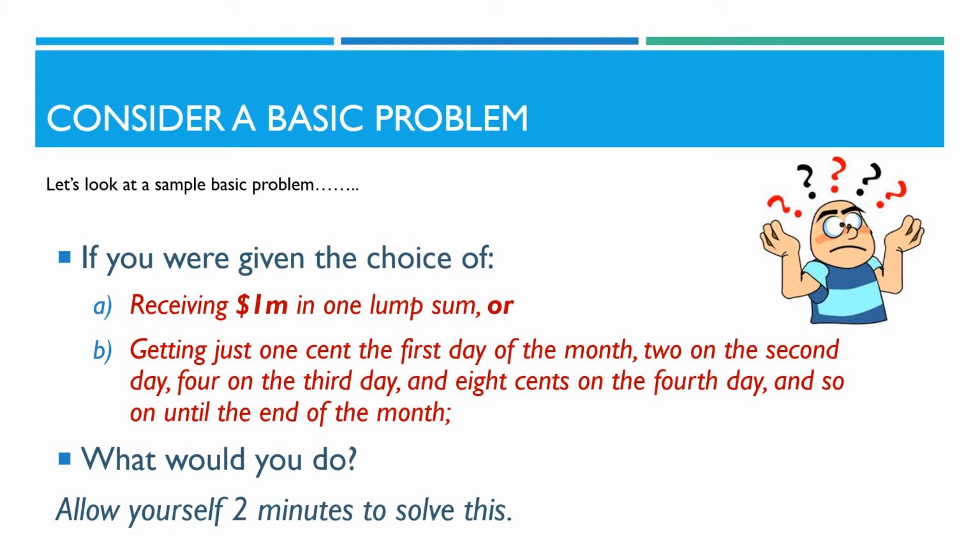If you were given the choice of receiving $1 million in one lump sum, or getting just 1 cent the first day of the month, 2 on the second day, 4 on the third day, and 8 cents on the fourth day, and so on until the end of the month, what would you do? Allow yourself 2 minutes to solve this.